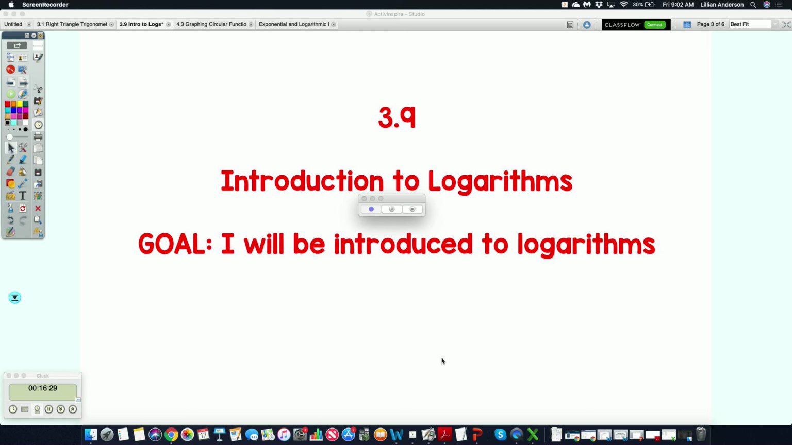Now, I'm not saying that there aren't any logs on the SAT or the ACT. What we do in this class might be a little bit of what you need to know for the SAT or ACT, but you can't base it off of what we do. So you're going to do some independent work for that. But let's talk about logarithms, okay?